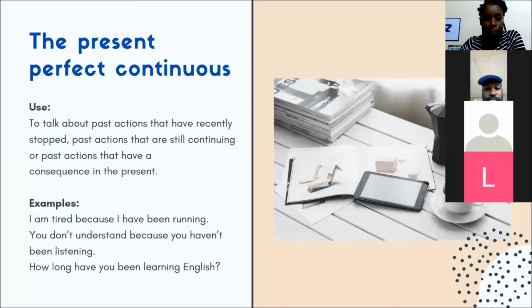Another example, past actions that are still continuing. You don't understand because you haven't been listening. You haven't been listening. You have not been listening. That means that I started talking in the past, you weren't listening, and I'm still talking now, and you're still not listening. So it's an action that started in the past. You not listening started in the past, and it's continuing until now. That's why we use the present perfect continuous.